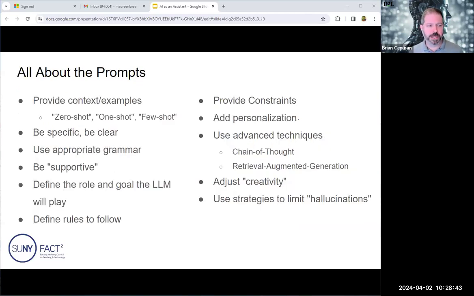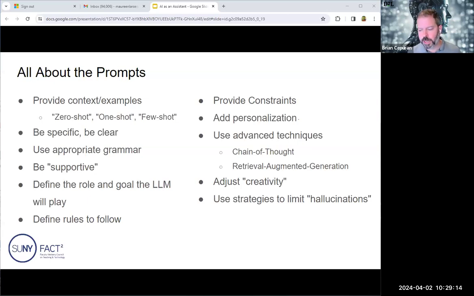And on the next slide, we break down some of the different components of how to construct your prompts, right? So the first thing is to provide context or examples. Some of the language that they use in the realm of prompt engineering, which is becoming more formalized as an approach to prompting, is the idea of zero shot, one shot, or few shot. And really what that means is, are you providing examples of what you want?